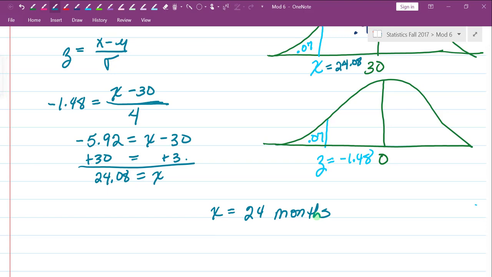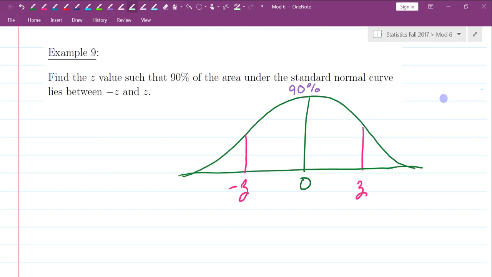So the proper interpretation again is the company can guarantee that the Magic Video Games package should have a warranty of 24 months, or 2 years. For this guarantee period, they expect to refund the purchase price of not more than 7% of the video game packages. Okay, example 9. Find the z-value such that 90% of the area under the standard normal curve lies between negative z and positive z.